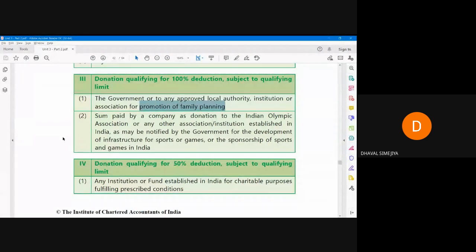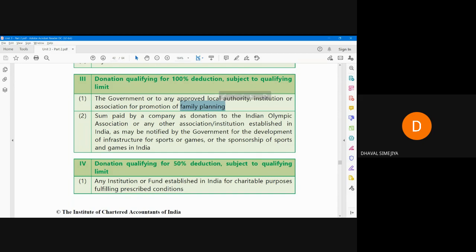Second point: sum paid by a company as donation to Indian Olympic Association or any other association or institution established in India as may be notified by the government for the development of infrastructure for sports or games or the sponsorship of sports and games in India. It means in third table, you have to remember two things. First one, family planning, and second one, sports.